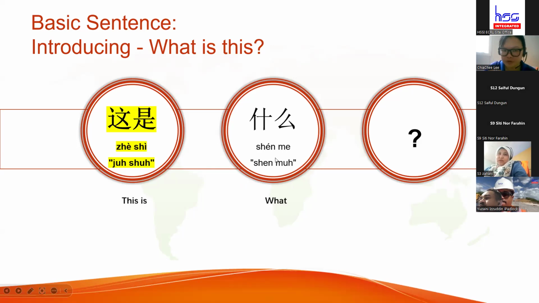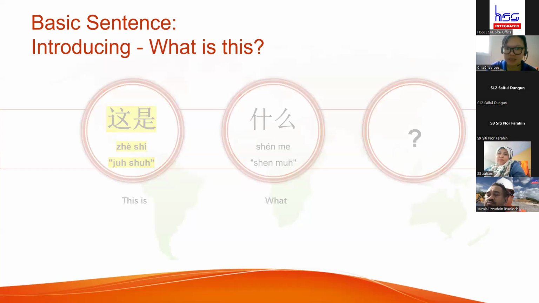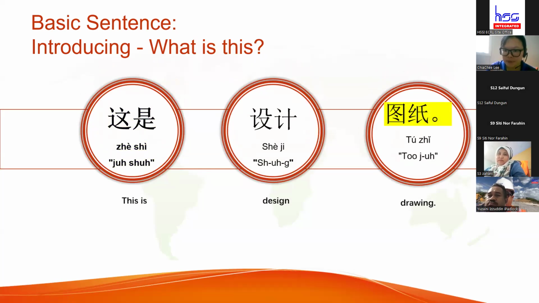什么. All right. So as we can see, the sentence structure in English is what is this. But in Mandarin, we actually have the reverse pattern. So please bear in mind when 这是什么 comes with the question mark, it means we are checking what is this. So when we have this question, how are we going to answer? When I ask 这是什么 and I want to reply to you, this is design drawing.